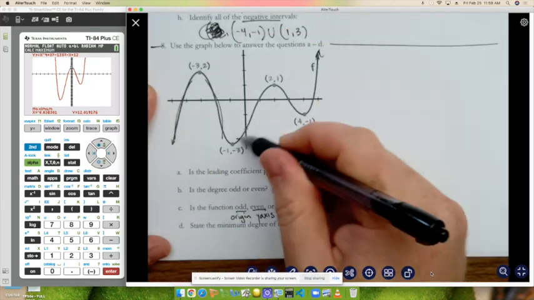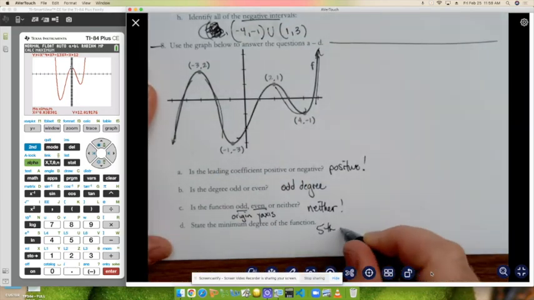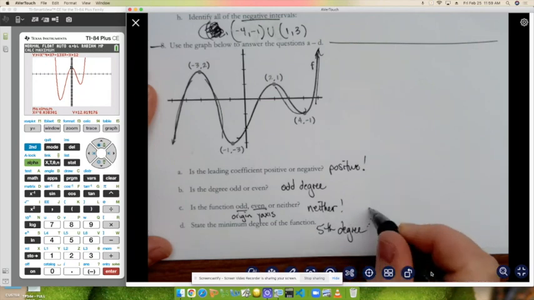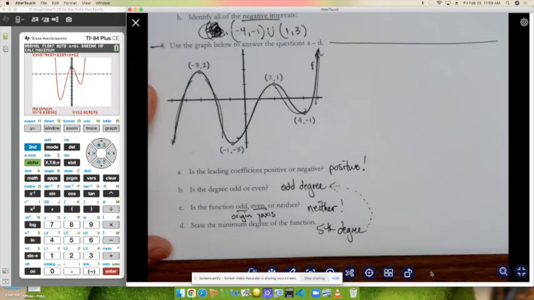And then if I count the straight line-ish pieces, that tells me that there's 5 pieces. It's 5th degree, which jives with the idea that it's an odd degree. And that concludes this.